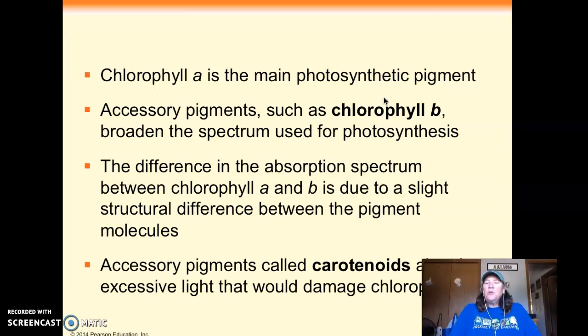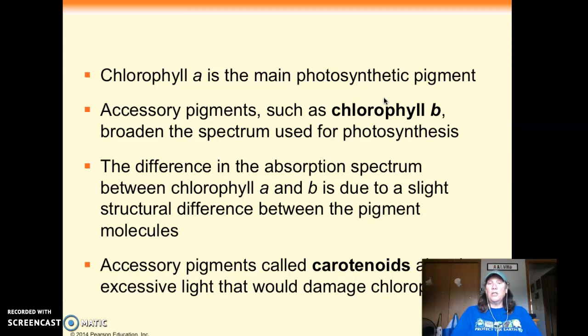Sometimes, if you look at plant leaves, there's a little red in there, or a little orange, or yellow, you know, there's different colors in there. And I'm not talking about leaves when they change in the fall, okay? Those colors are actually there. They're just covered up by the green. But we have other ones, and they're called carotenoids. Carotene would be orange. Obviously carrots have a lot of carotene. Okay, they absorb excessive light, so they make sure that the chlorophyll doesn't get damaged.